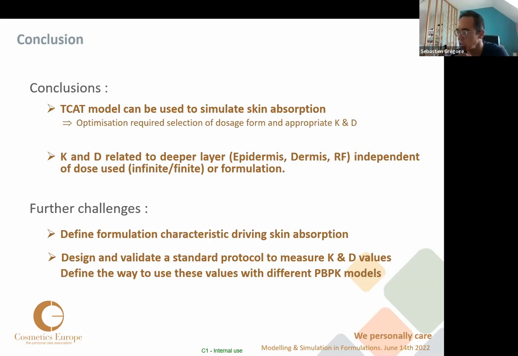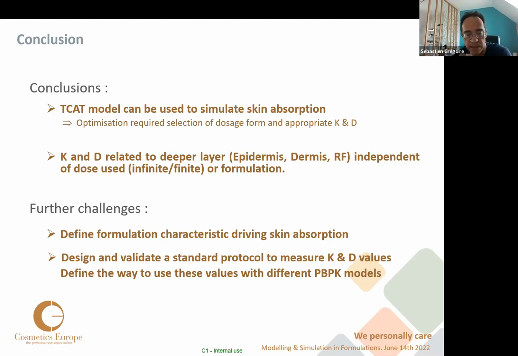Clearly, the future challenges are to define the formulation characteristics driving the skin absorption. In such a way, we expect to be much more able to add the appropriate characteristics of the formula in the model. The second point is to design and validate a standard protocol to measure this partition and diffusion coefficient, and to define the way to use this value with different PBPK models.